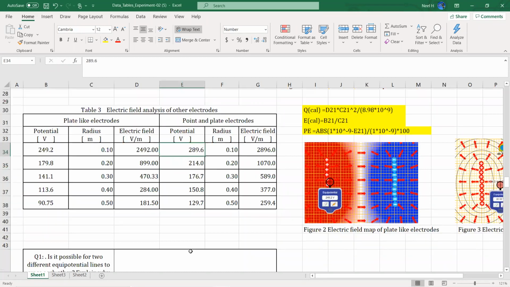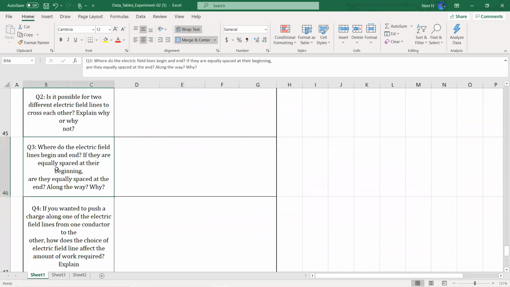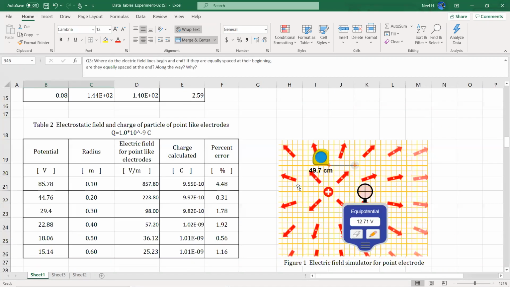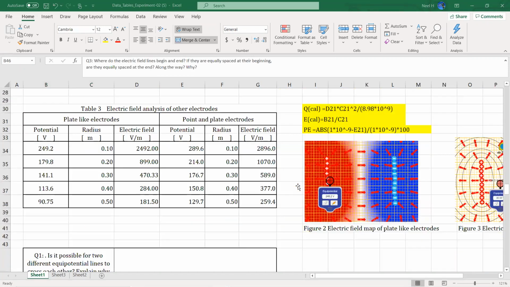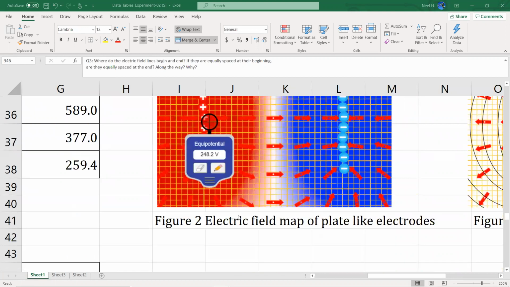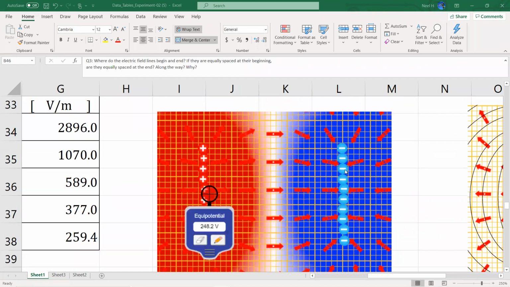Okay, then let's take a look at the next question. Where do the electric field lines begin and end? That you know by definition. Electric field lines must start at positive, must end at negative. Then for the next part, you have to take a look at your first or second diagram, then you can get a better idea. If electric field lines are equally spaced at the beginning right here on the positive side, is it the same spacing on the other side? Okay, that's what it's asking.